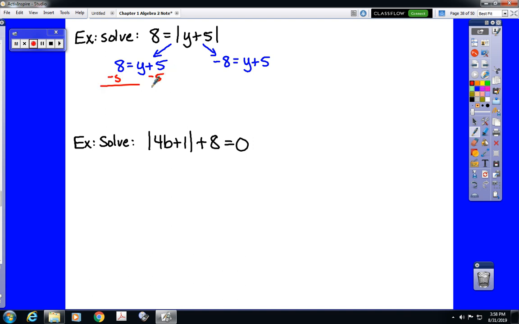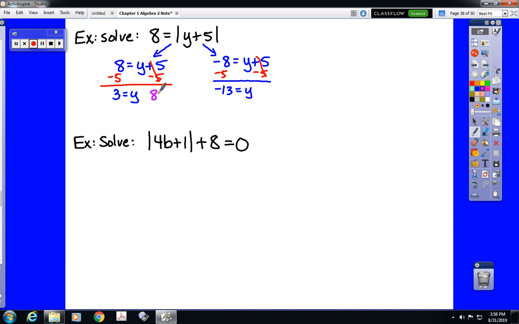Subtract 5 from each side, and we get y equals 3 for our first answer, which we'll check in a minute. And on the other, we will subtract 5 from each side, and we will get y equals negative 13. So now we do have to check. So we're going to check those answers.